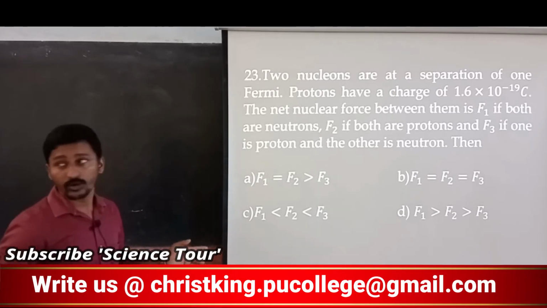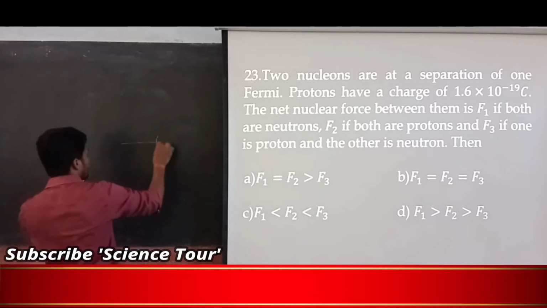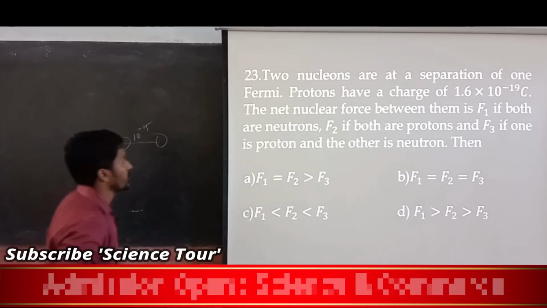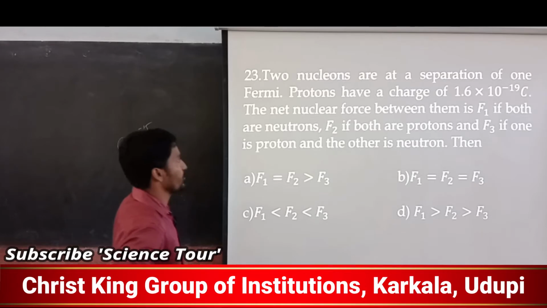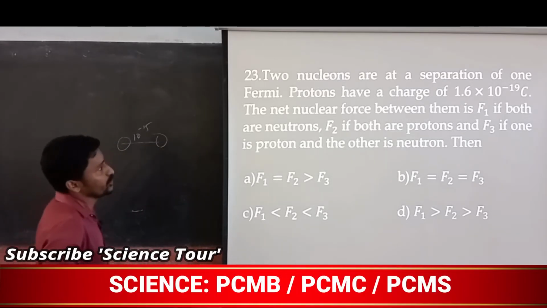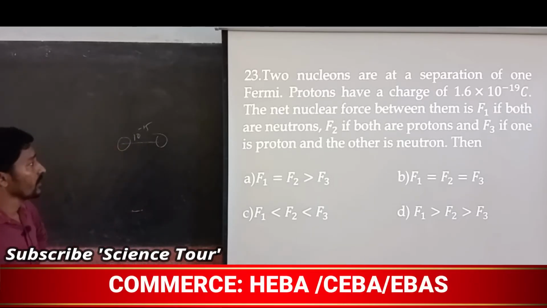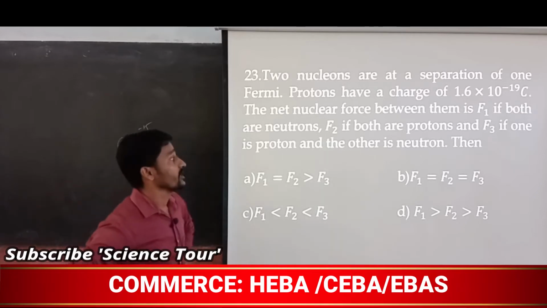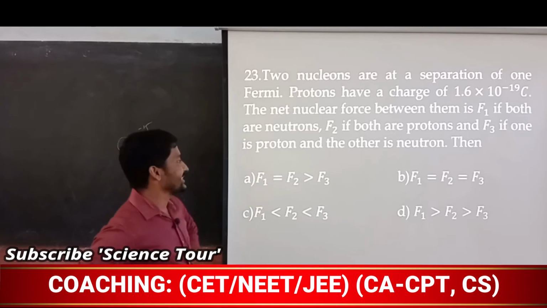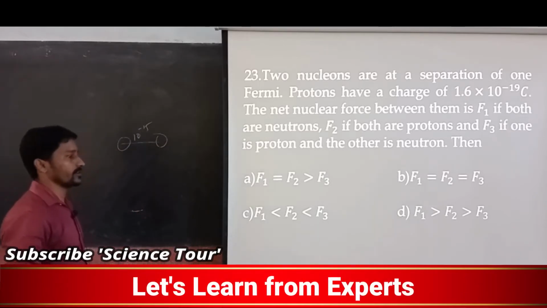Okay, one is a neutron or proton, or neutron or neutron, or proton at a separation of 1 Fermi, that is 10 to the power minus 15. And they have the charge 1.6 into 10 to the power minus 19 coulomb, which means it is a proton. The net nuclear force between them is F1 if both are neutrons, F2 if both are protons, and F3 if one is a proton and another one is a neutron. Then which one is the greater force?